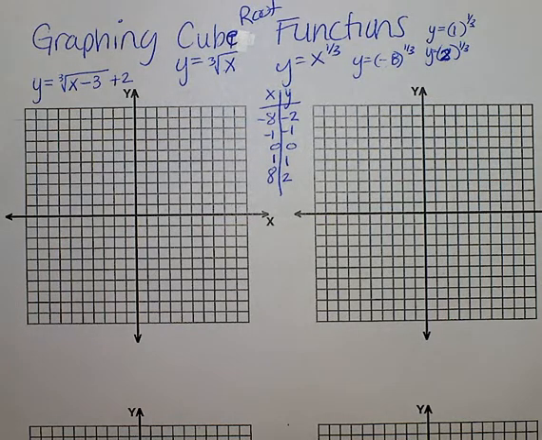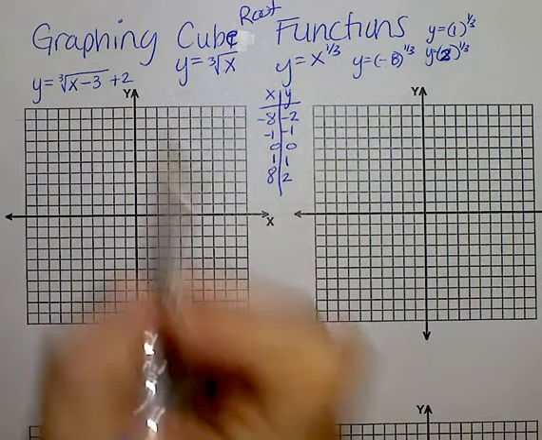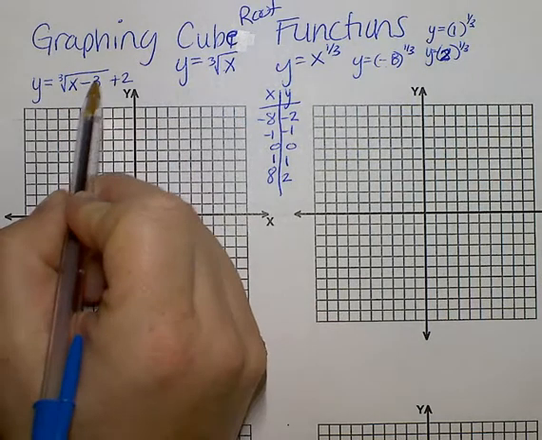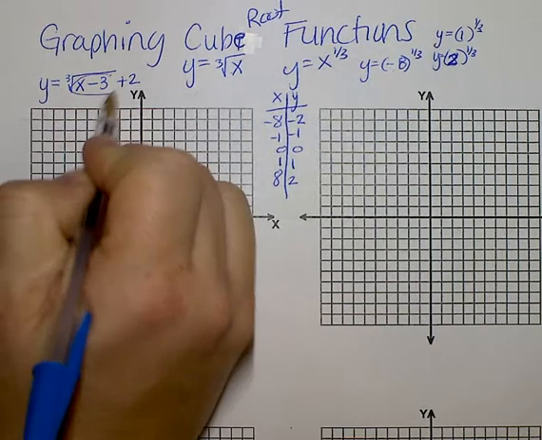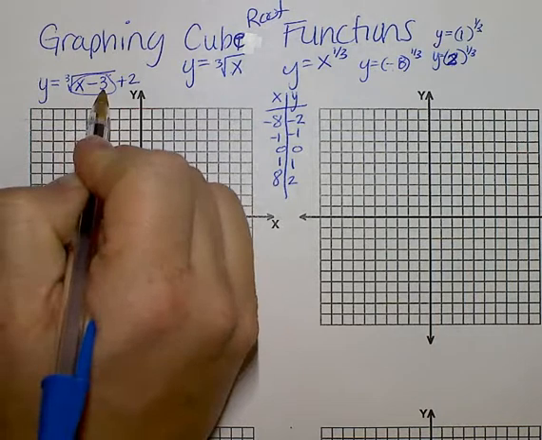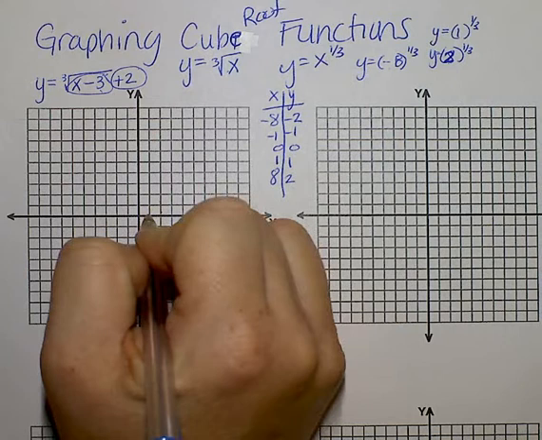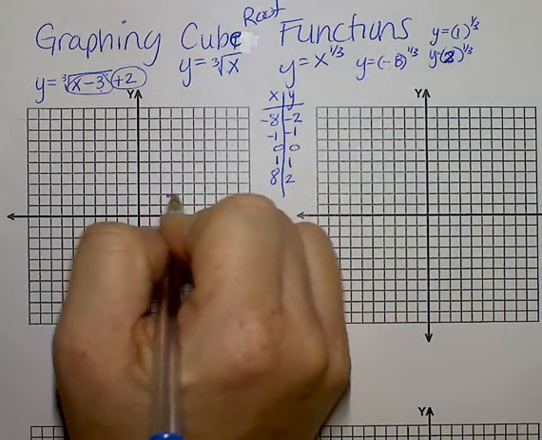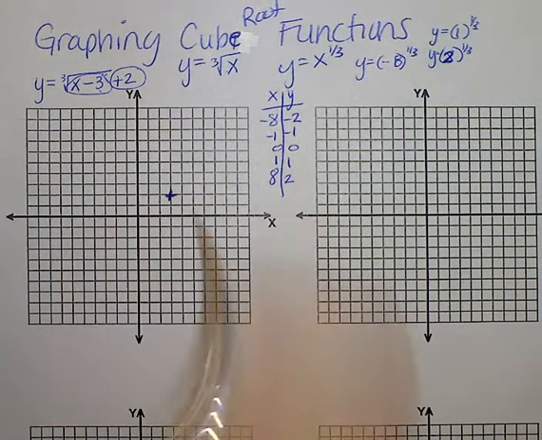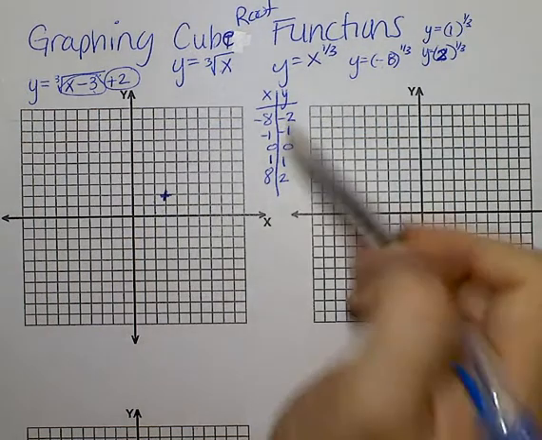Our first step in graphing this is to identify the new origin. Inside, this says I'm going to shift to the right 3 and up 2. Right 3, 1, 2, 3, and up 2. That is my new origin. Now I'm going to follow this pattern. So there's my 0, 0, my new origin.